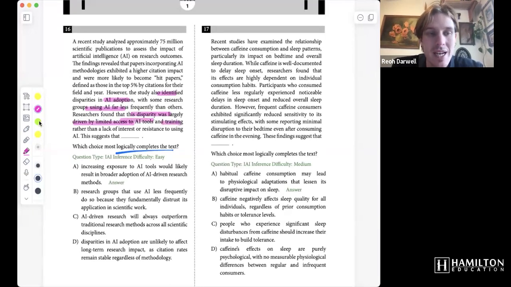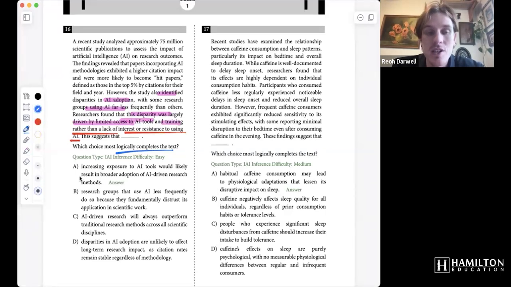Okay. What is it not? I'm going to underline it in red because we don't want this. Rather than a lack of interest or resistance to using AI, right? So it's not that they don't want to use AI. It's not that they're against AI. It's that they just don't have access to the tools or training. So which answer choice basically continues this thought?